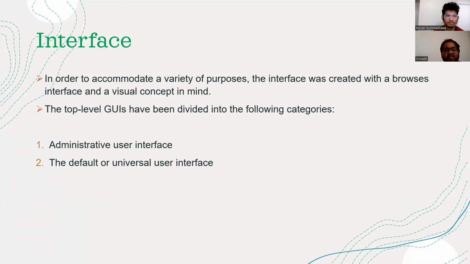And we have the interface. In order to accommodate a variety of purposes, the interface was created. On the top level, GUIs have been divided into the following categories: the administrative user interface and the default or universal user interface. These are the two types of interfaces we have.